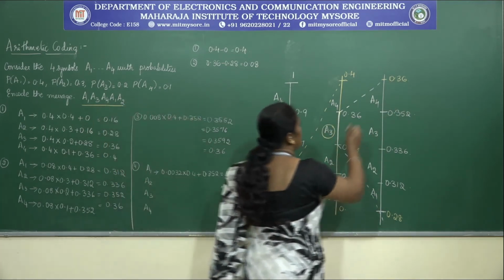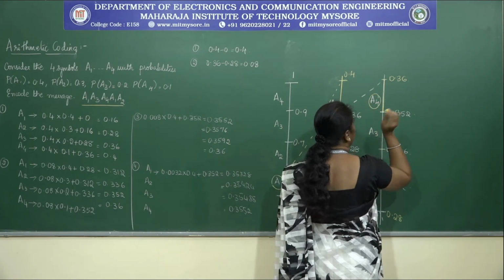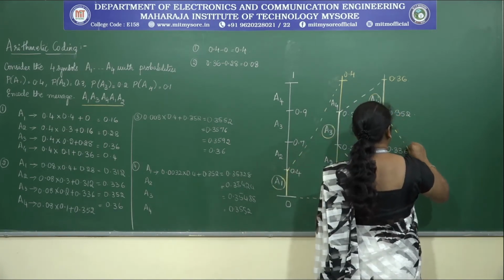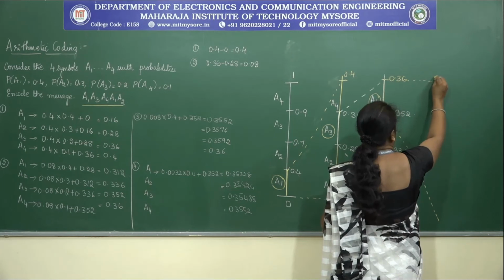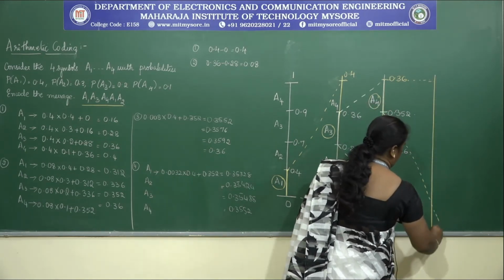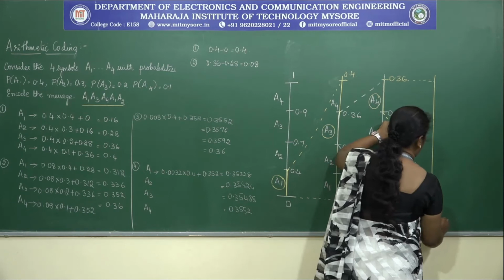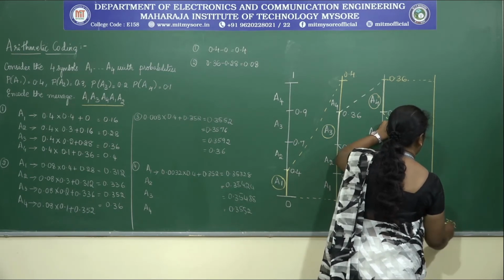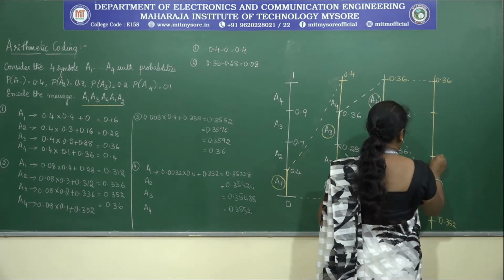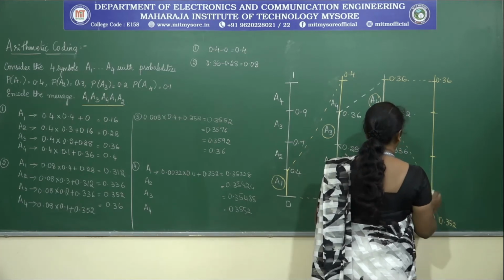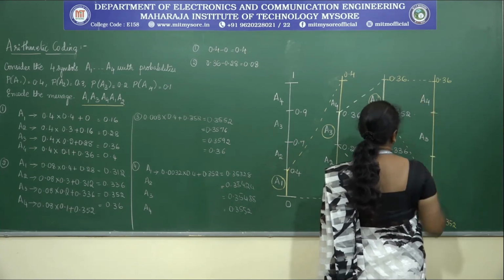So what is the next character which we need to encode? It is A4. So what is the range of A4? Extend this range. Now this value is 0.352 and this is 0.36. So this is your A1, this is your A2, this is your A3 and this is your A4.